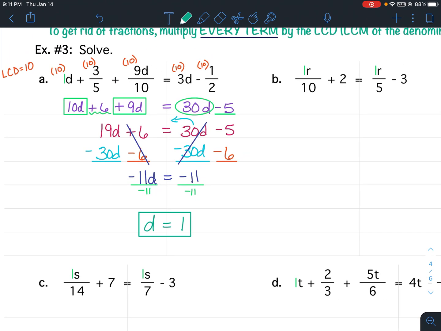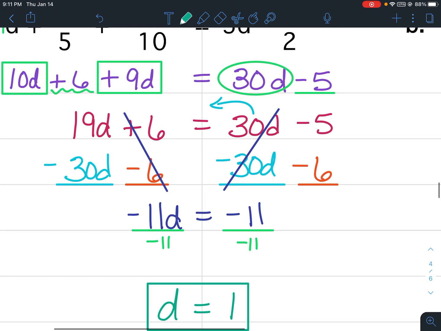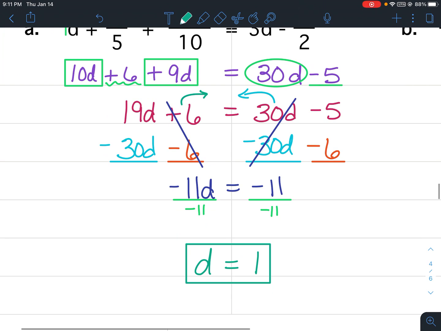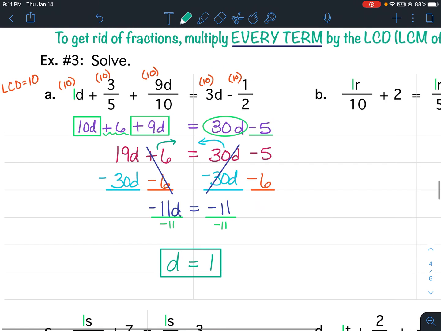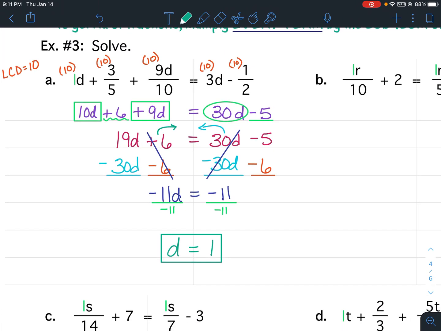So I multiplied every term by the LCD, the LCM of the denominators. Then I combined like terms. Then I took my variable terms to one side, my constant terms to the other side. It's not wanting to work for me. I don't know why it does that. There we go, finally. And then after I got my variable terms on one side, my constant terms on the other side, I divided to isolate the variable. If you have any questions on that, please let me know.